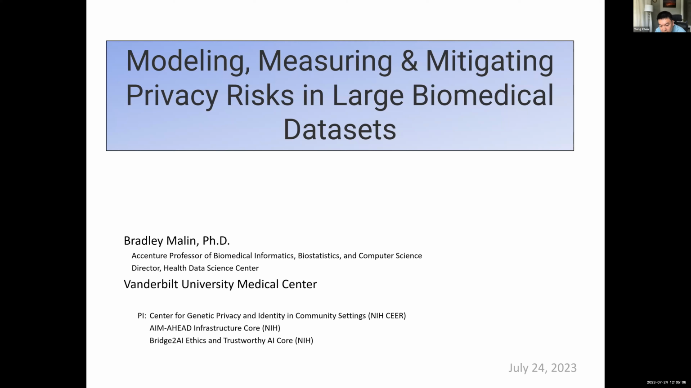Back in 2016, he founded the center Get Precise, one of the NIH centers of excellence on ethical, legal, and social implication research. In 2021, he became one of the PIs of the NIH's AIM-AHEAD initiative. And last year, he became the lead PI of the Ethics and Trustworthy AI Core for the NIH-sponsored Bridge to AI Center.